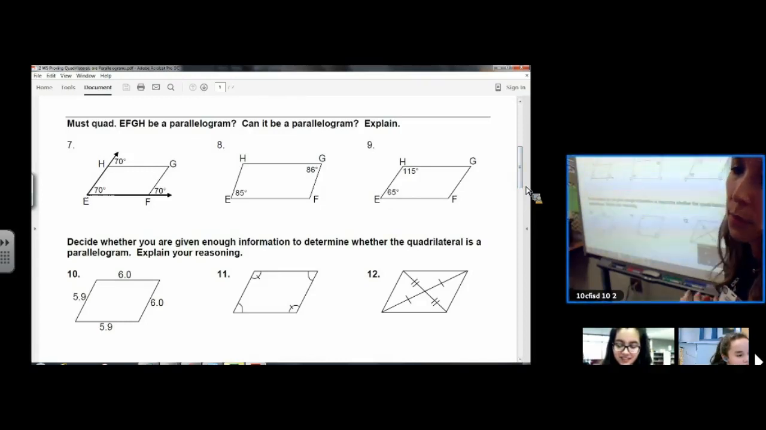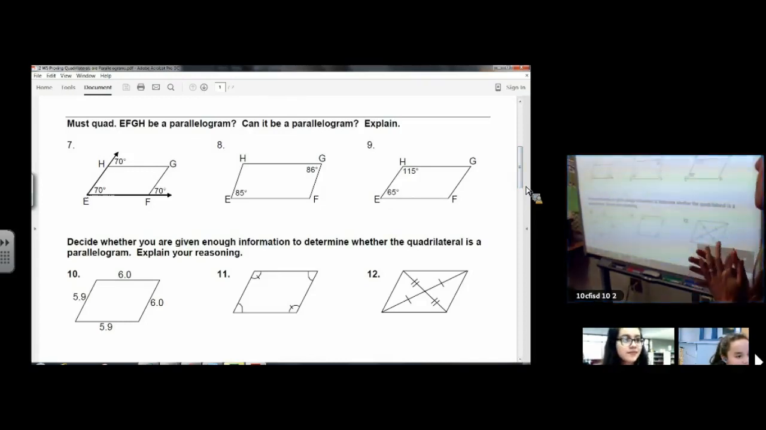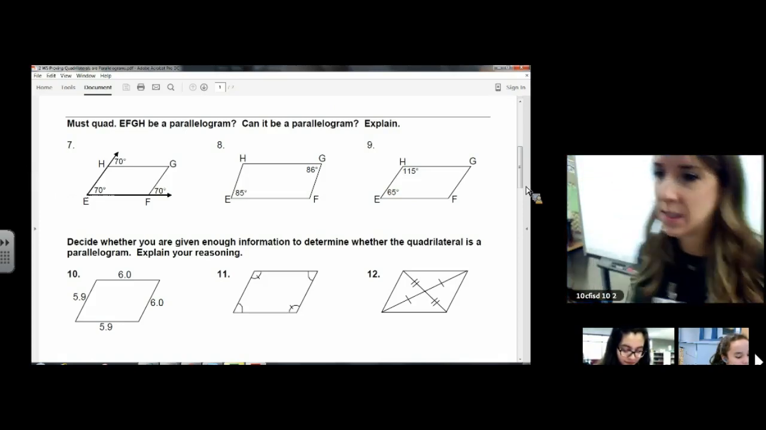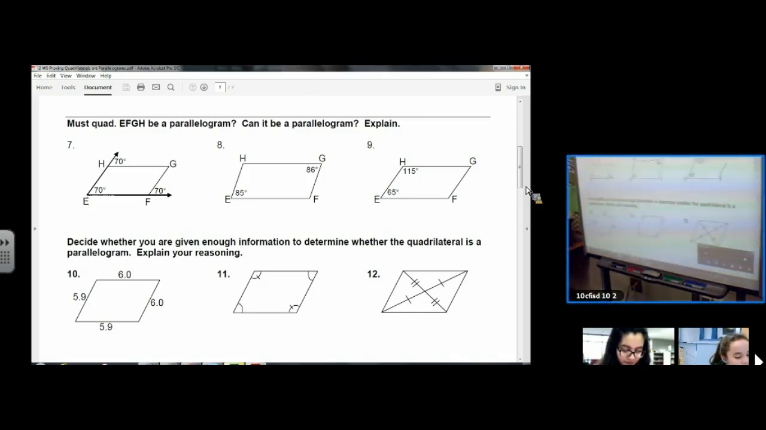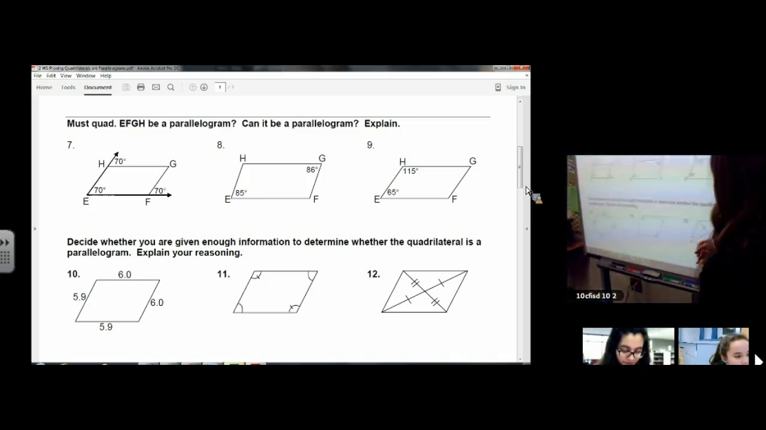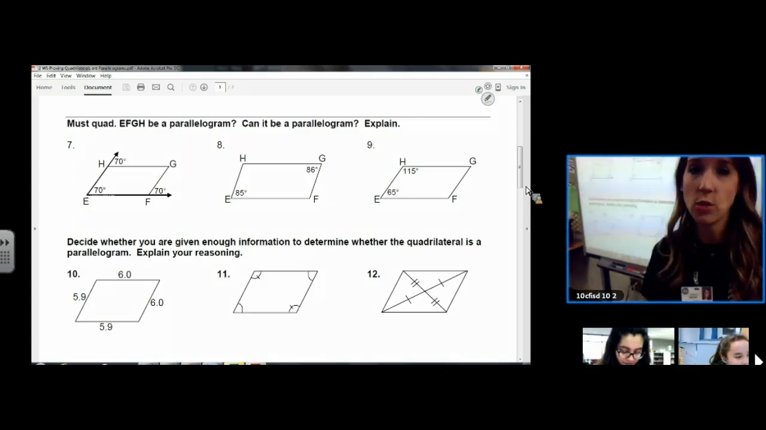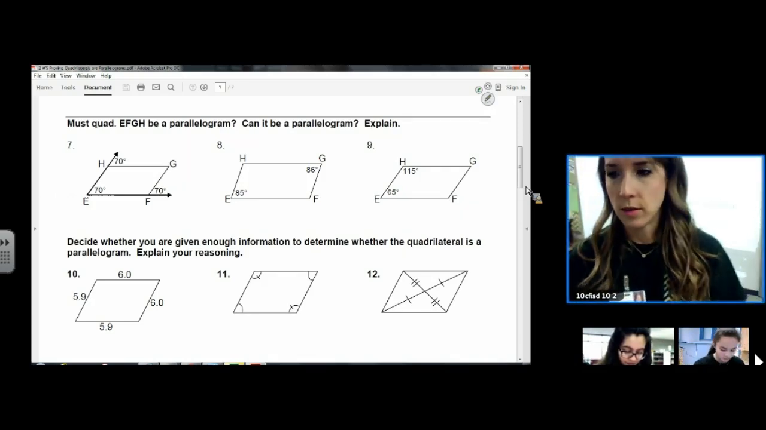Number 9 from the Proving Parallelograms homework. Must quad EFGH be a parallelogram? Can it be a parallelogram? Explain. All right, so what do we know about number 9? I see that we are given two angles. What do you know about those two angles?